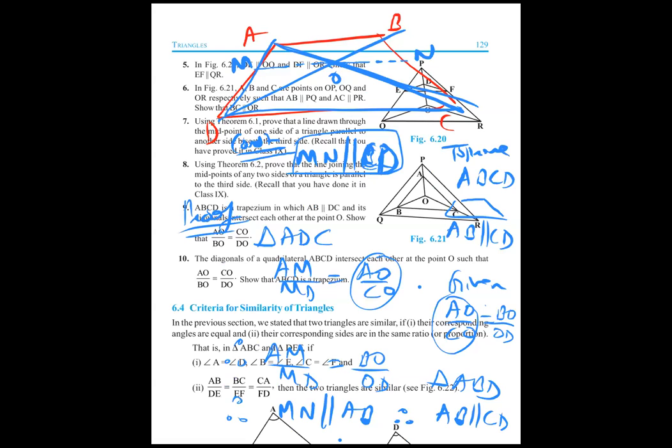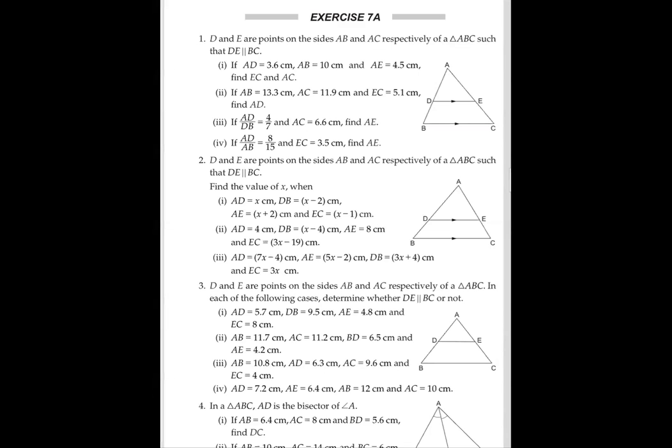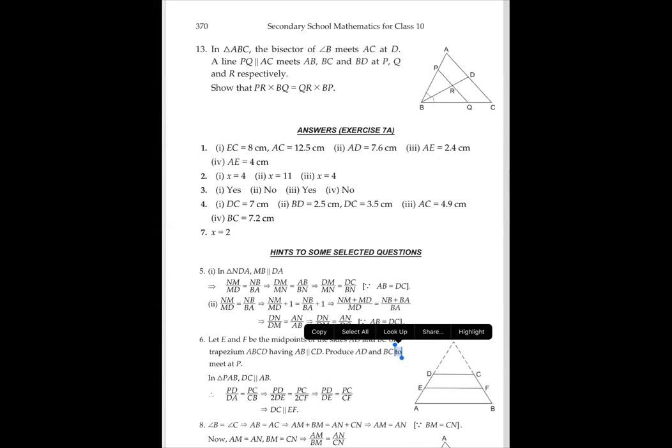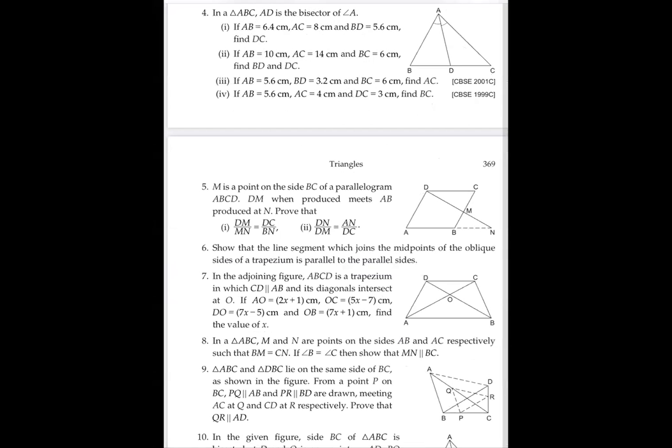So I am giving one exercise as homework. I'll show you that. Then you can solve at home. This is from RS Aggarwal. This is a normal question. RS Aggarwal has only board-level questions. You can try this. So 13 questions are there. Simple questions only. You can try.